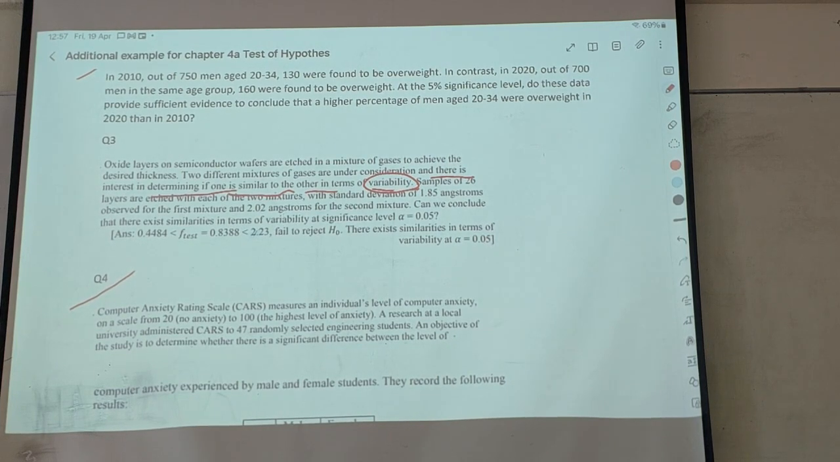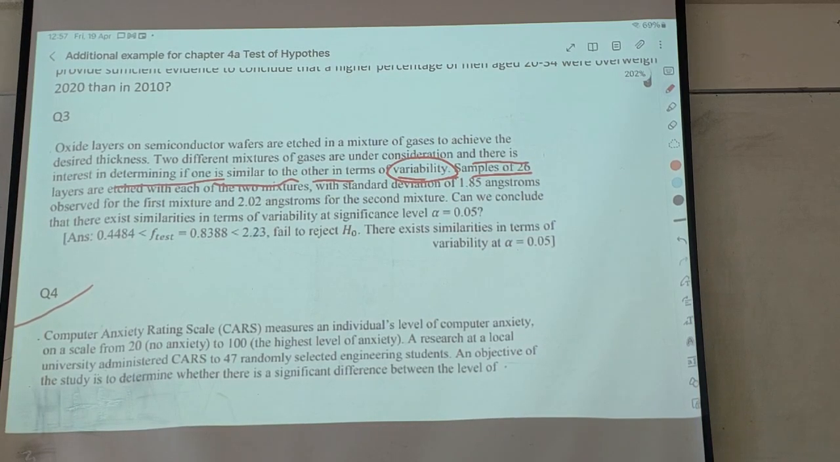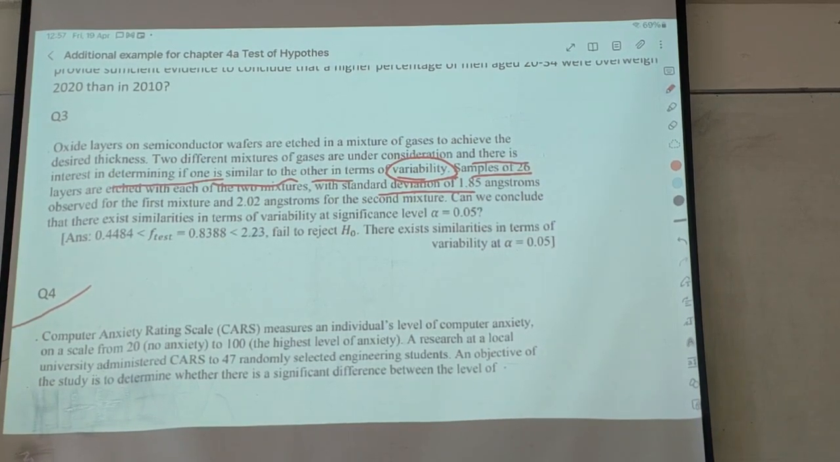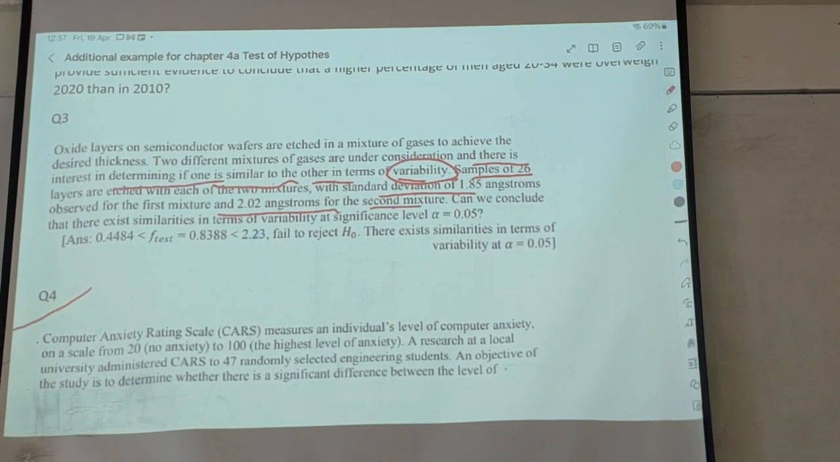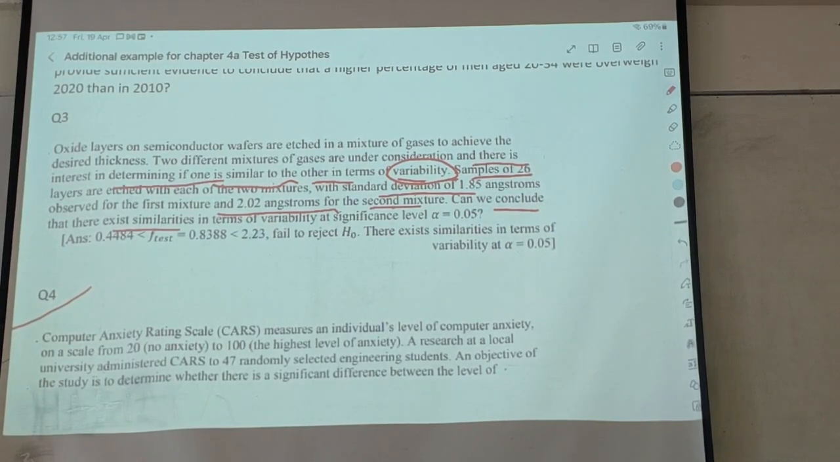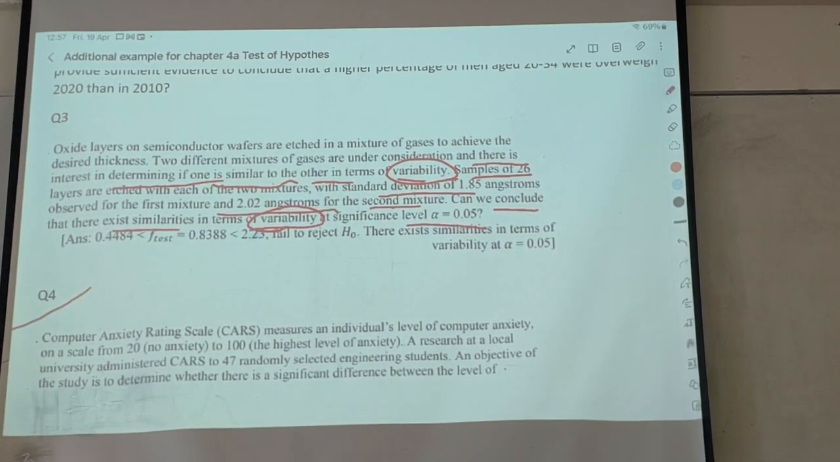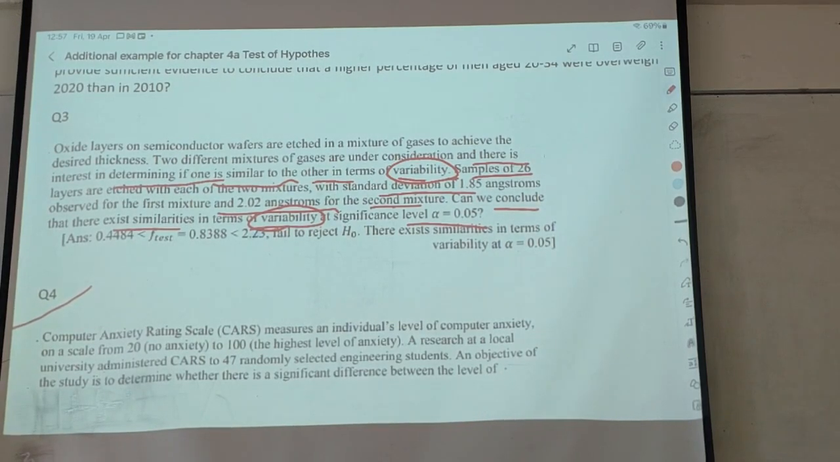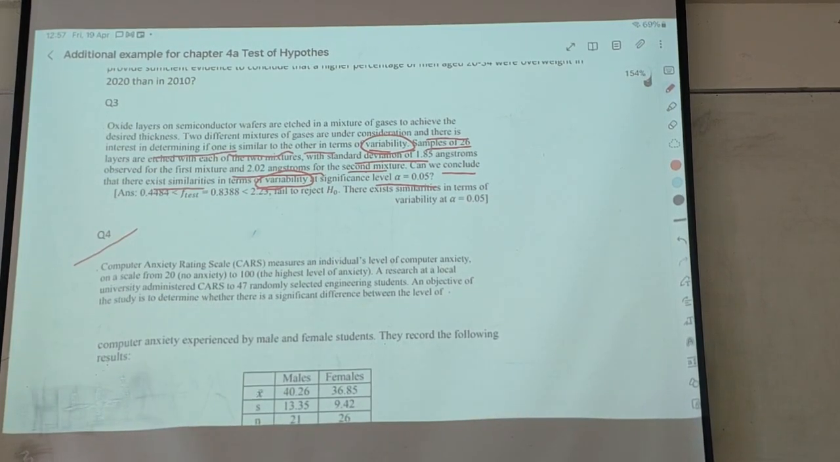Okay. So of course the others provide the information. They have 2 mixtures, and then they provide the standard deviation. Can we conclude that they show similarity in terms of variability at the significance level alpha, which equals 0.05? Okay, so let's see the solution.